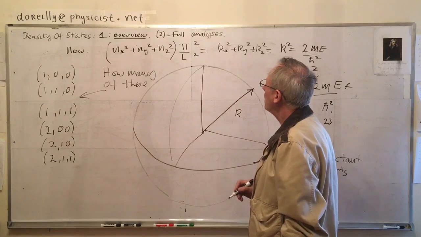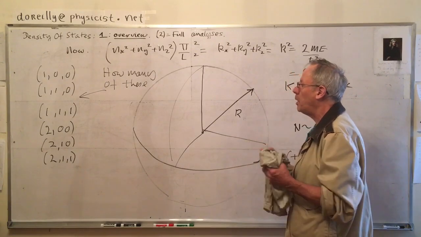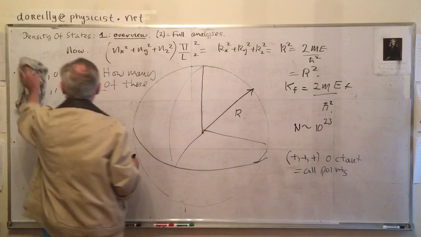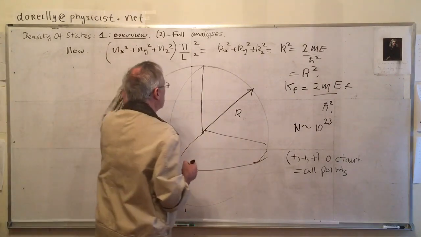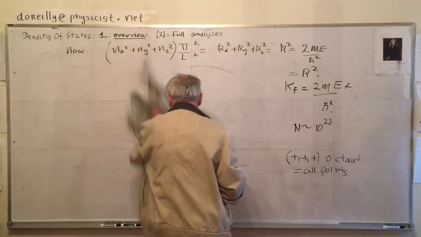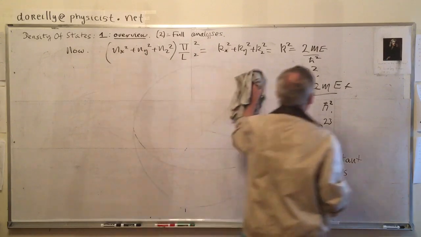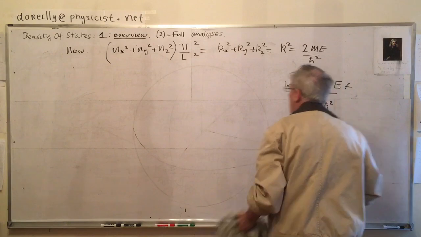So we want to find out the density of states. We'll consider all the positive points inside that octant. Now to do that, we'll have to consider the following.